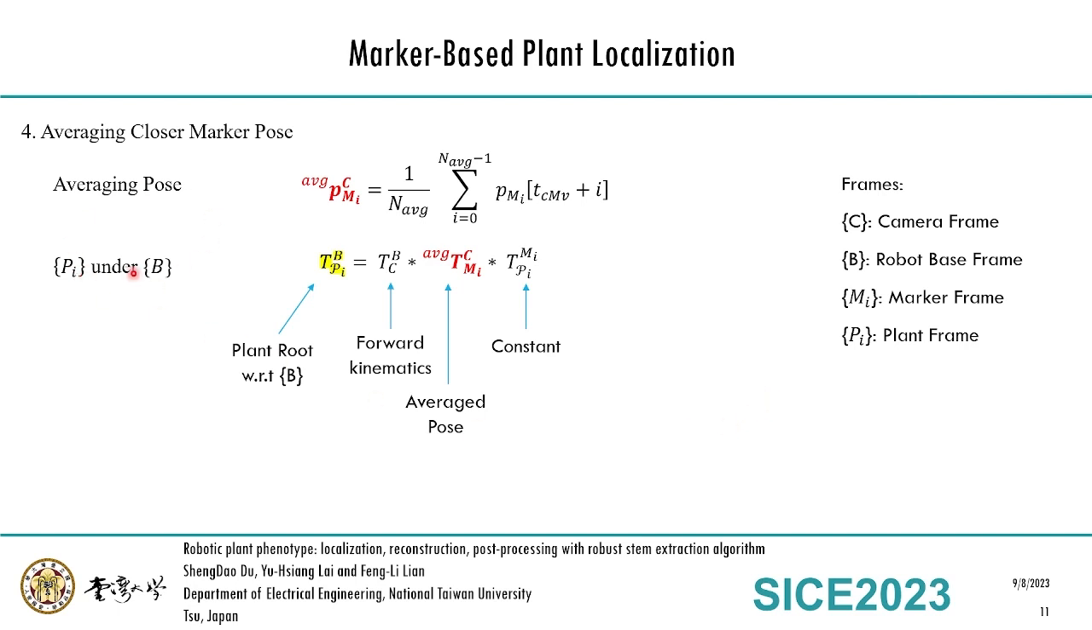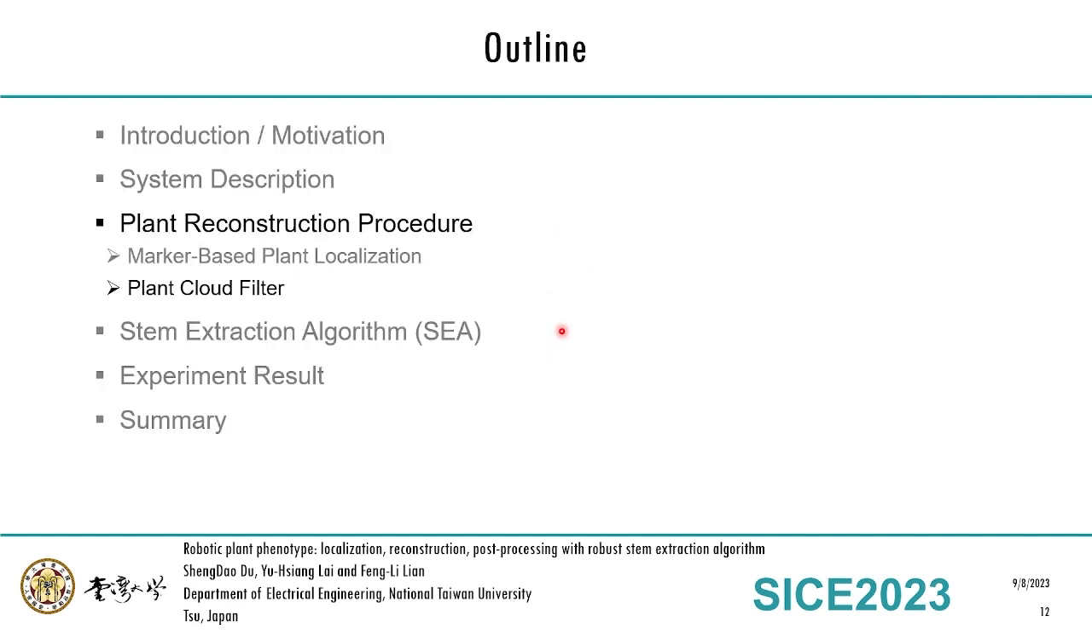Finally, we got a transformation matrix between the base frame and plant frame. And these three transformations are the transformation from the base to camera, which is calculated using the forward kinematics, and this is what we get from this formula. And the third one is the constant.